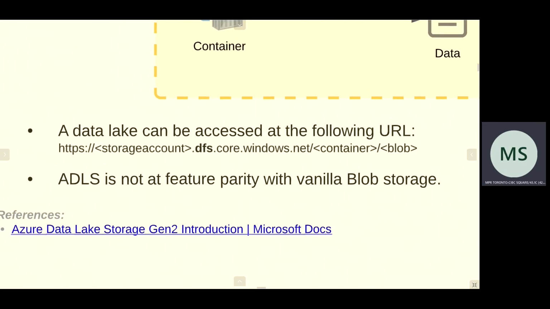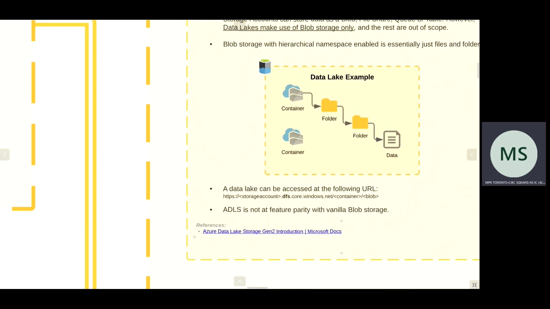Just be aware that this hierarchical namespace thing that I spoke about, once you click that tick box, you will lose some features that exist right now in blob storage. So it is not feature parity, or it's actually getting pretty close right now, but there are some features that don't quite exist.